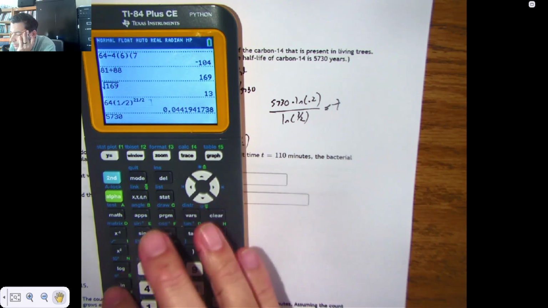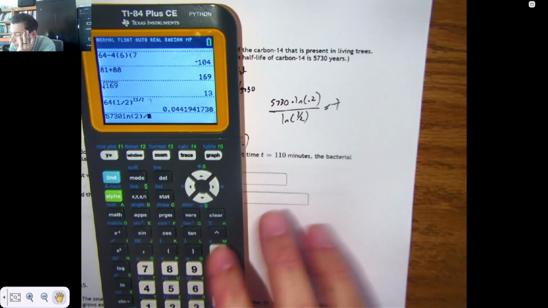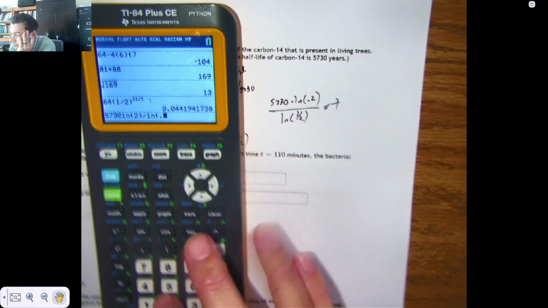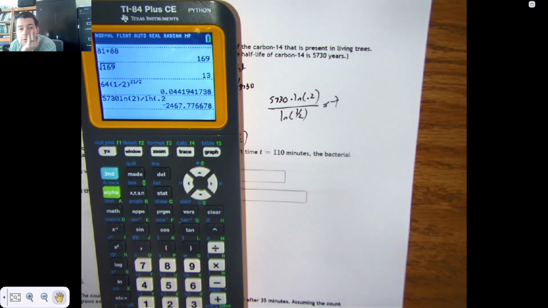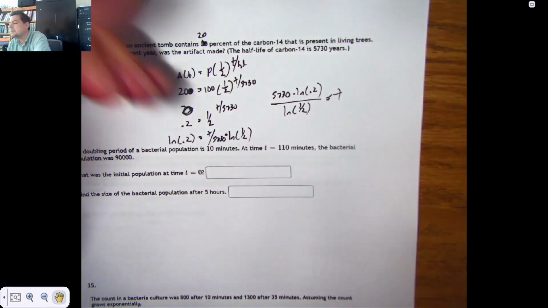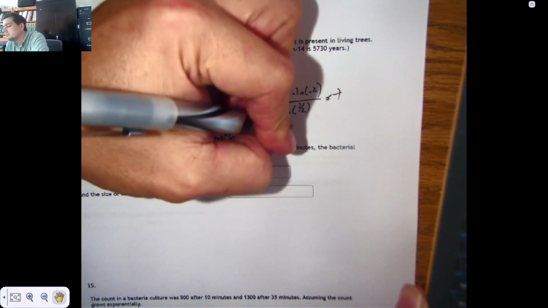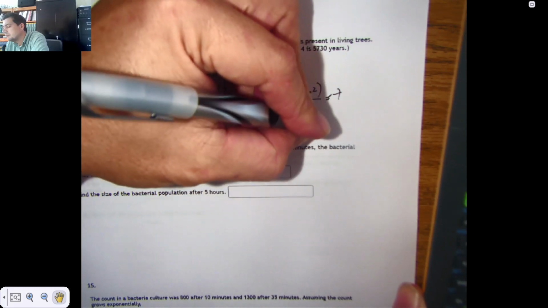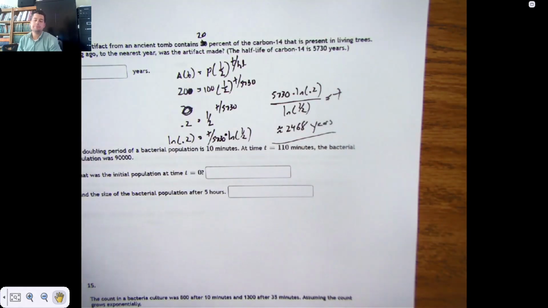Oh, yeah, I am so tired. I'm ready to go home. 2,468 years or so. It's negative because it's to the left. You think about plotting time on the XY axis. But it's 2,468 years roughly. So old, right?